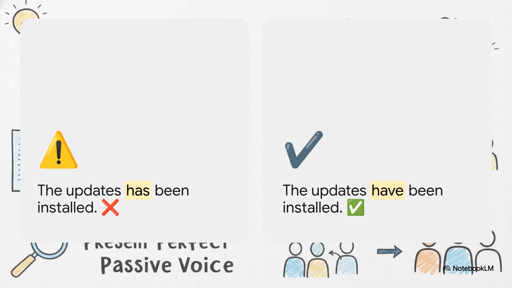And quickly, the final pitfall, using a V2 verb. You can't say, the letter has been wrote. Wrote is just a simple V2 past tense. You must use the V3 past participle, which makes it, the letter has been written. Always, always double-check your irregular verbs.